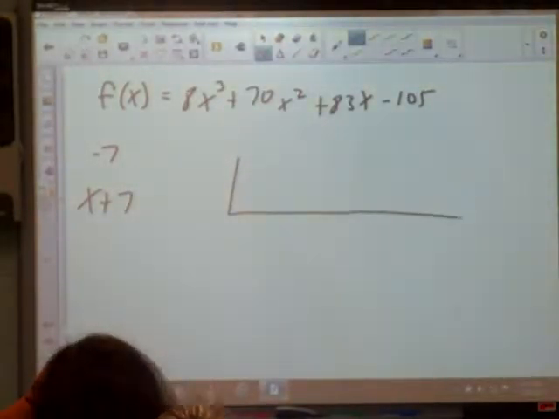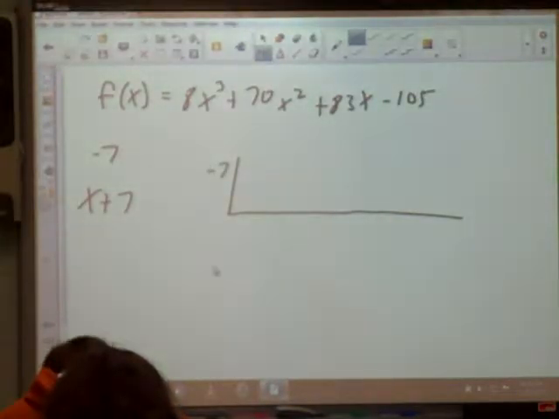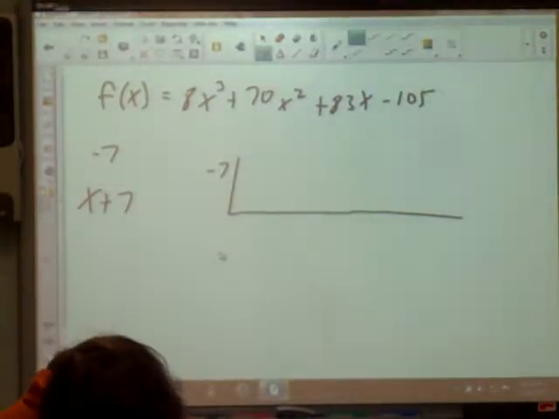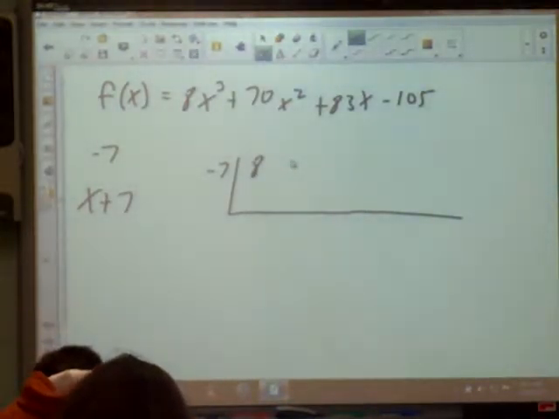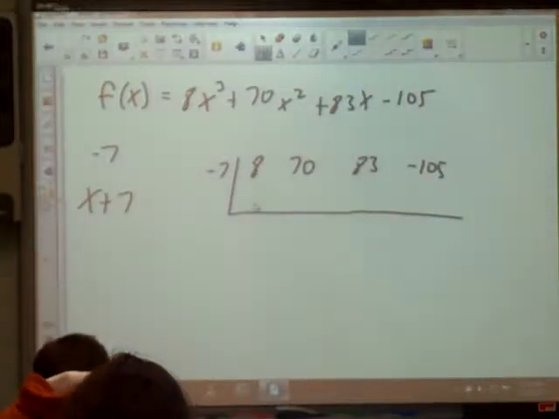We're going to throw our negative 7 outside of here. We're still using synthetic division, even to factor. Then I've got an 8x cubed, a 70x squared, an 83x, and a negative 105. These numbers look a little bigger. I don't know if I can do this one in my head or not. We'll see as we go.